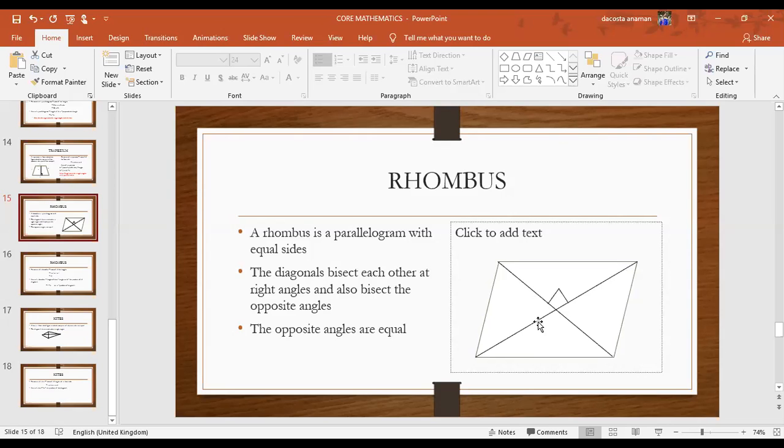Now, they also bisect the opposite angles. So as you can see, this line bisects this angle here, as well as this angle here. This diagonal also bisects this angle here, as well as this angle here. So that's what it means that the diagonals bisect each other at 90 degrees, and also bisect the opposite angles. Now the opposite angles are equal. That's a rhombus for you.